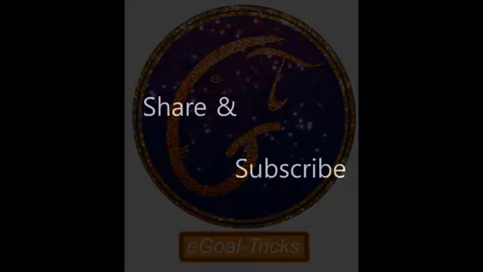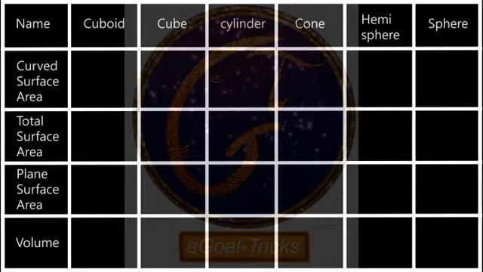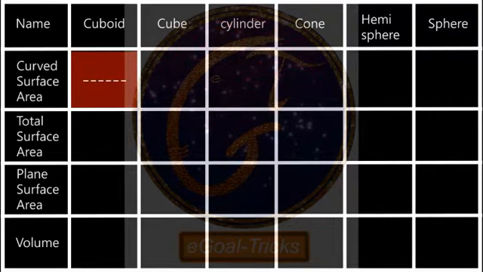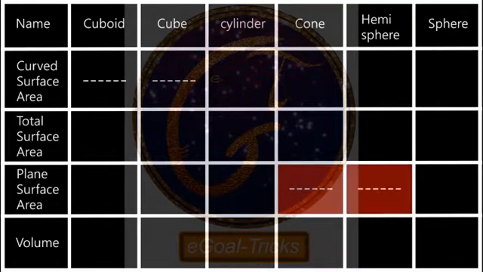Hello everyone, we are here to learn how to remember mensuration formulas. Just draw a table, then start from the first step, dash. In cuboid, first dash; in cube, second dash. Then count 1, 2, 3, then again dash, dash, dash.